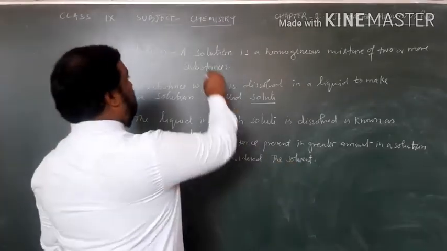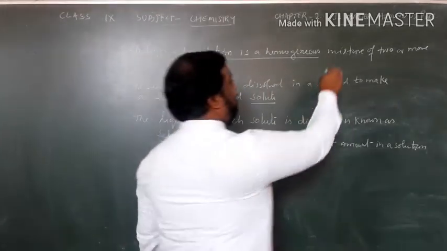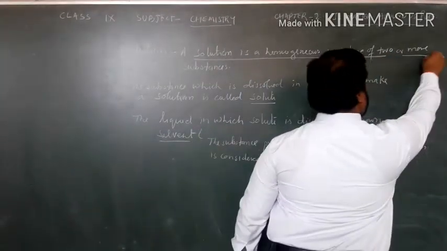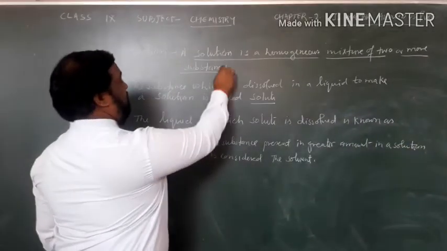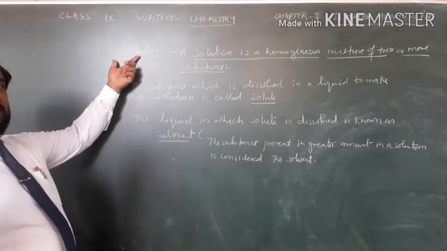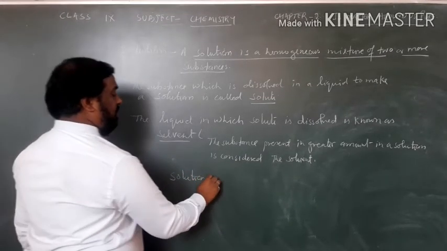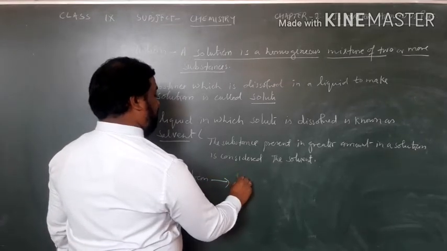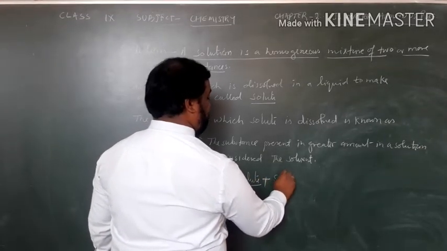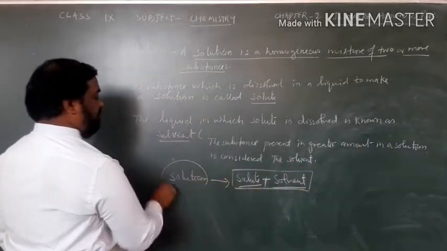Solution is a homogeneous mixture of two or more substances. So here a solution has two parts. If we write it here, solution equals solute component plus solvent component, which means both are together and they form the solution.